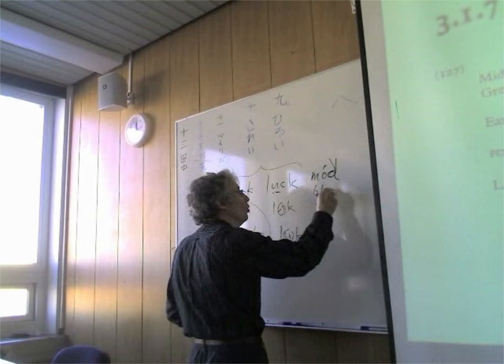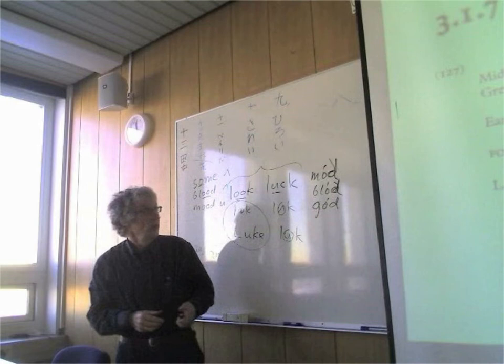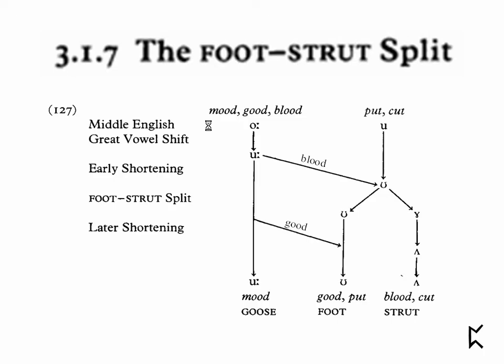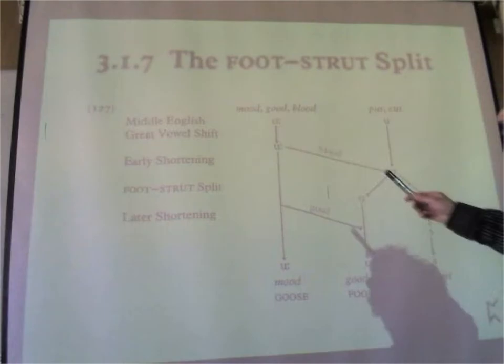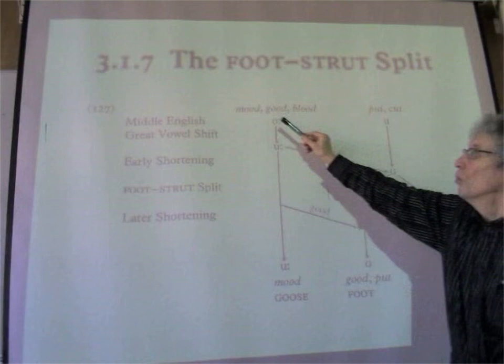and good, with a long O here, which is exactly the same as the Icelandic words móður and blóð or góður. Exactly the same vowel there, okay? Although in Icelandic in the old days it would have been just a long O, móður, blóð, and so on. So what we've got then is this situation with a long O in some words and a short U, high U, put, cut, mood, good, blood.